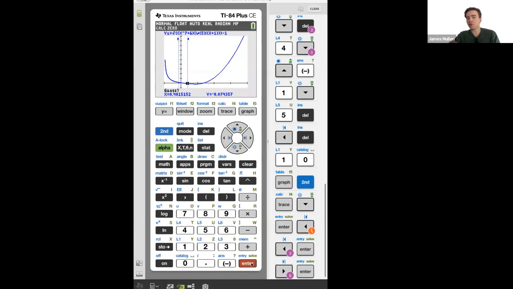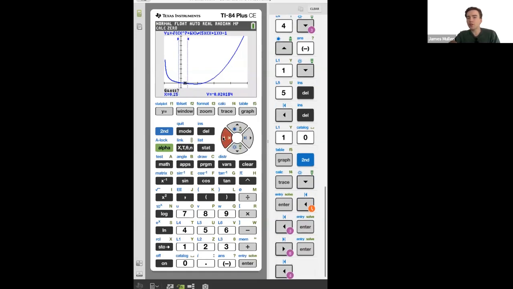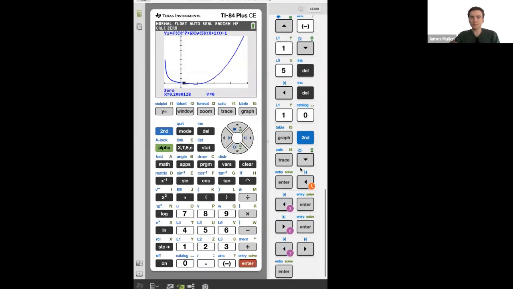Guess just means, do you have an idea of where the 0 is? Because if you can go close to the 0, the calculator is going to find it a bit faster. It's not super helpful, but sometimes on exams, if there's a really, really complicated function and you can see where the 0 is, you can spend less time waiting for the answer by using the guess. So enter. I find x is equal to 0.200 is the first one.